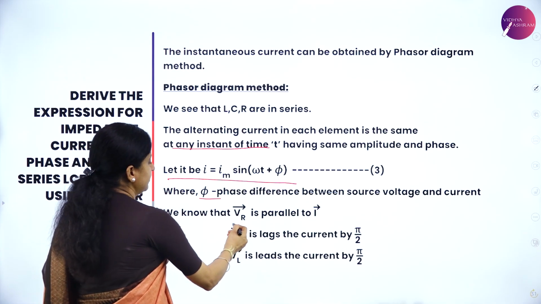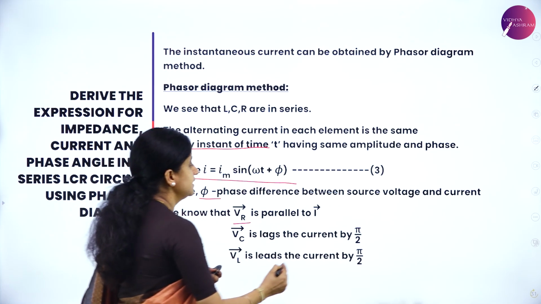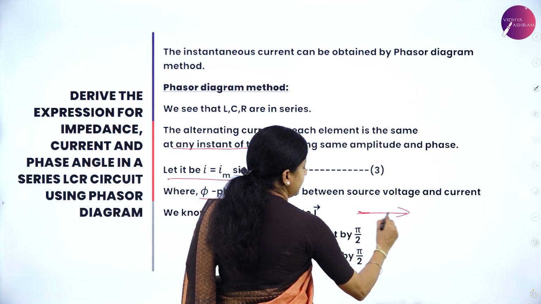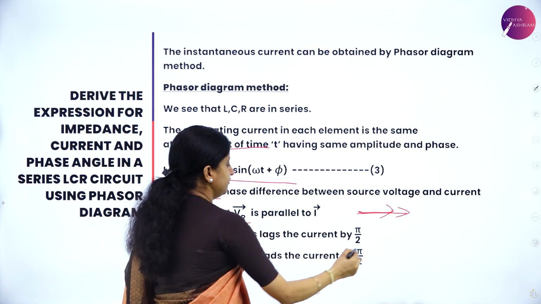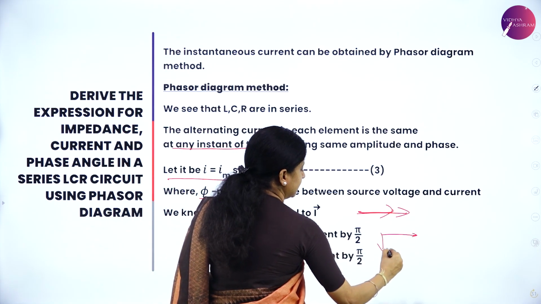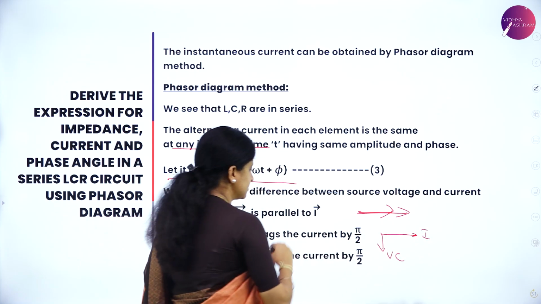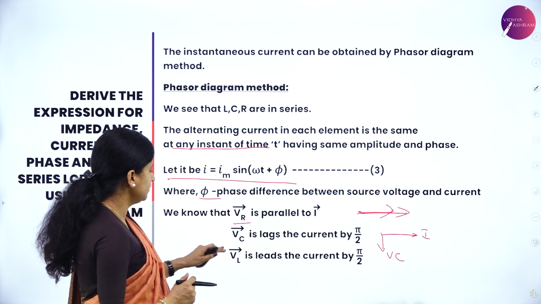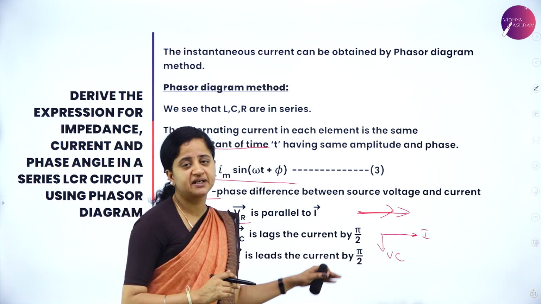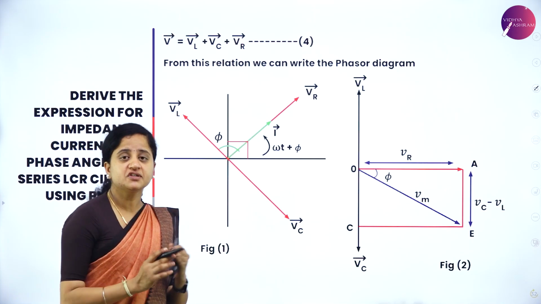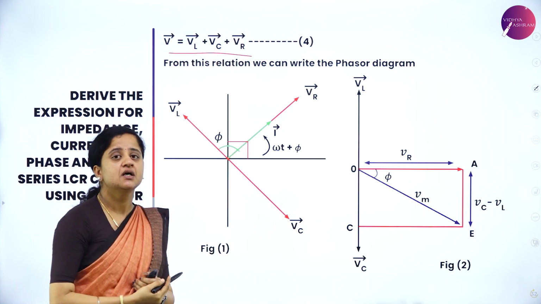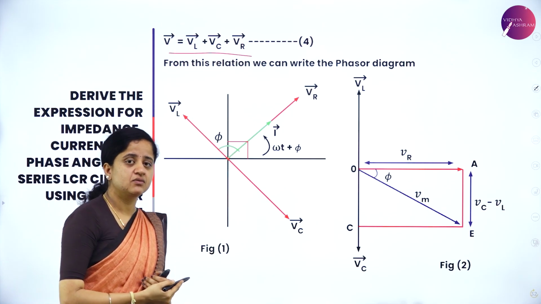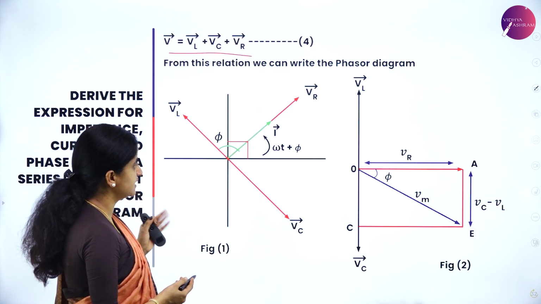So we know VR is parallel to I, that is, the voltage and the current in a pure resistive circuit are in phase with each other, and VC lags the current by pi by 2 in a pure capacitive circuit, and VL leads the current by pi by 2 in a pure inductive circuit. So the total voltage in the series LCR circuit is the sum of the voltage across the inductance plus the voltage across the capacitor plus the voltage across the resistor. That's my next equation.